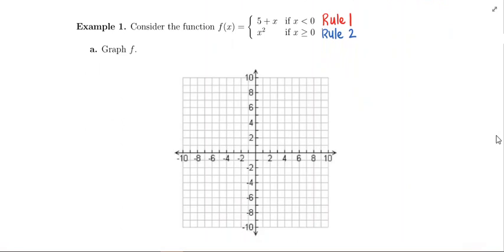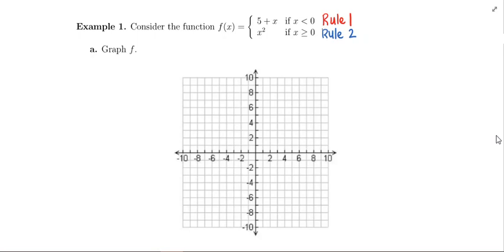So when we graph this out, we have 2 rules here. That means we're going to have 2 pieces on our graph, and I'm going to color code them. Everything that comes from rule 1, I'll put in red, and everything that comes from rule 2, I will put in blue. So you can follow what comes from which rule.